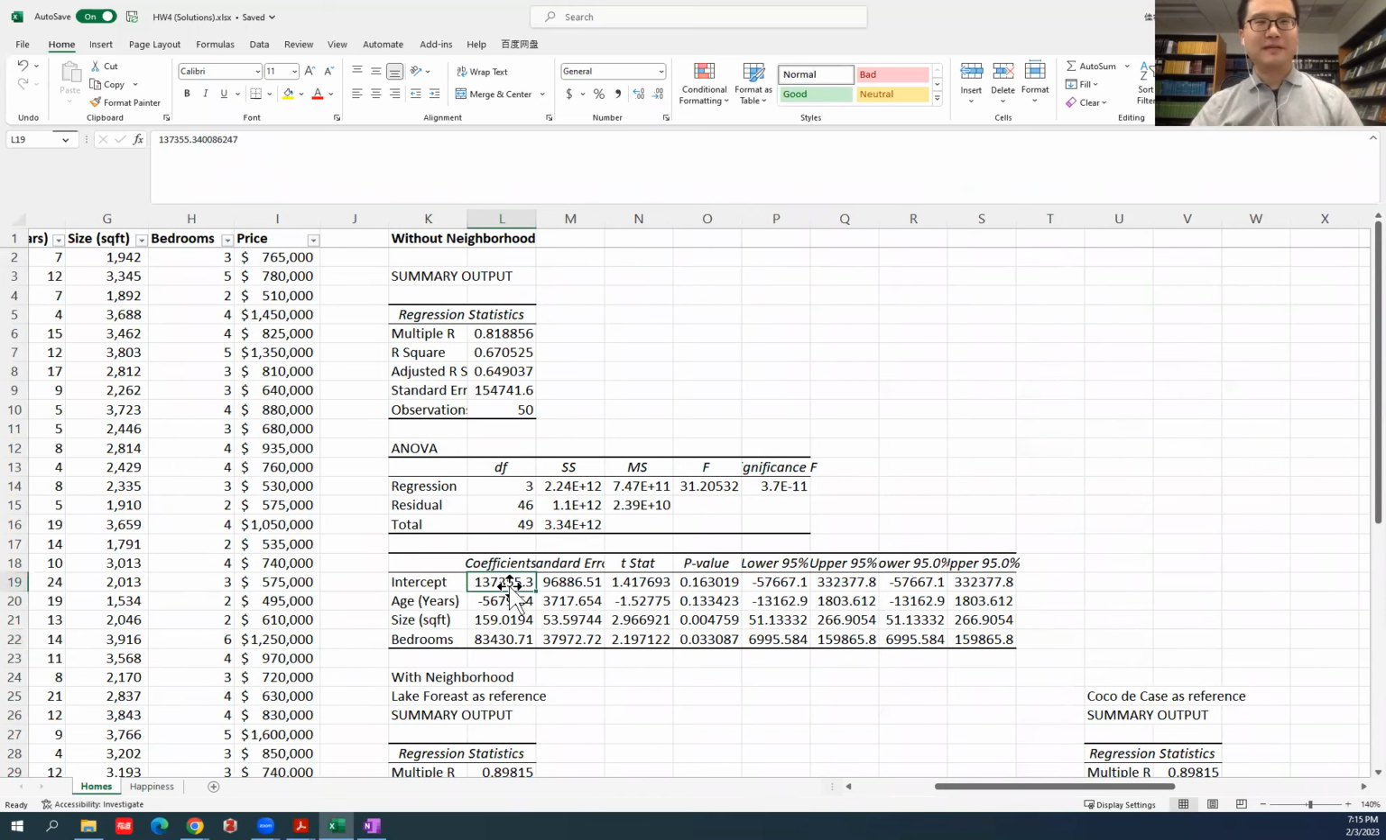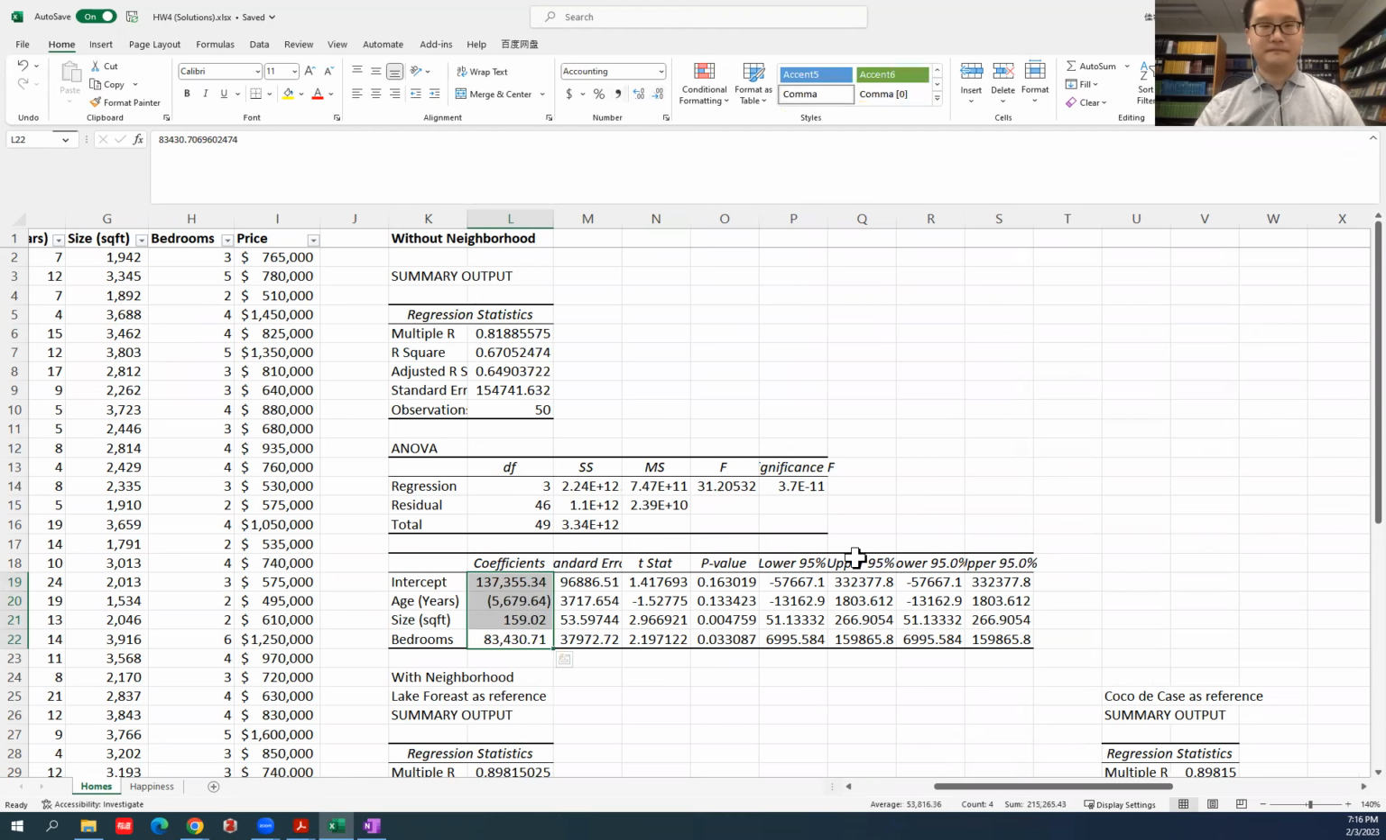Could one of you tell me how you would interpret what the intercept means? Its estimate is about 137,000. All right, feel free to unmute yourself and let me know how you would interpret the intercept in this model.